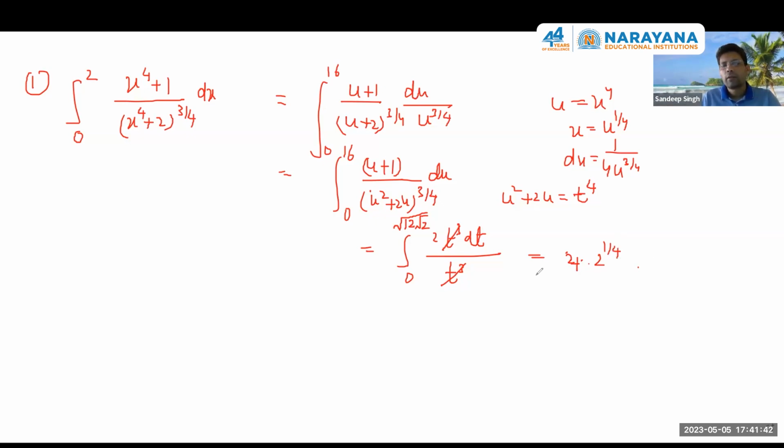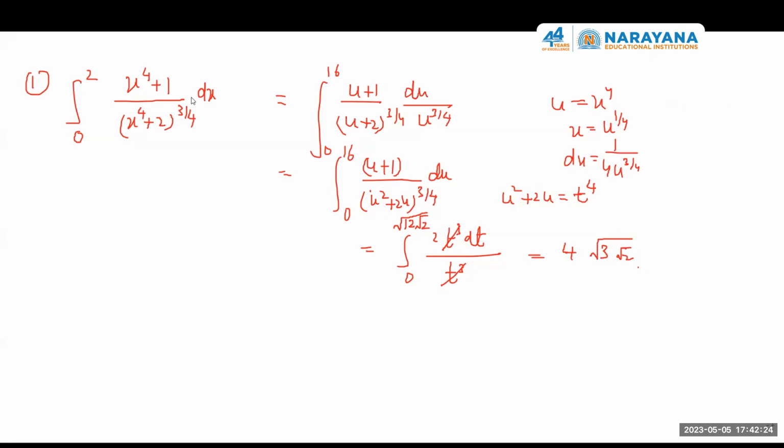2, sorry. I think this is the answer. Not 2 power 1 by 4. Root 6 power 1 by 4. Now I think this is the answer. Is it all right? Please check. How shall I express this? Basically 2 will come out. So 4 into, then what will be left? Okay, I can express like this. This is the answer, no? Is it all right? Yes, sir, yes.